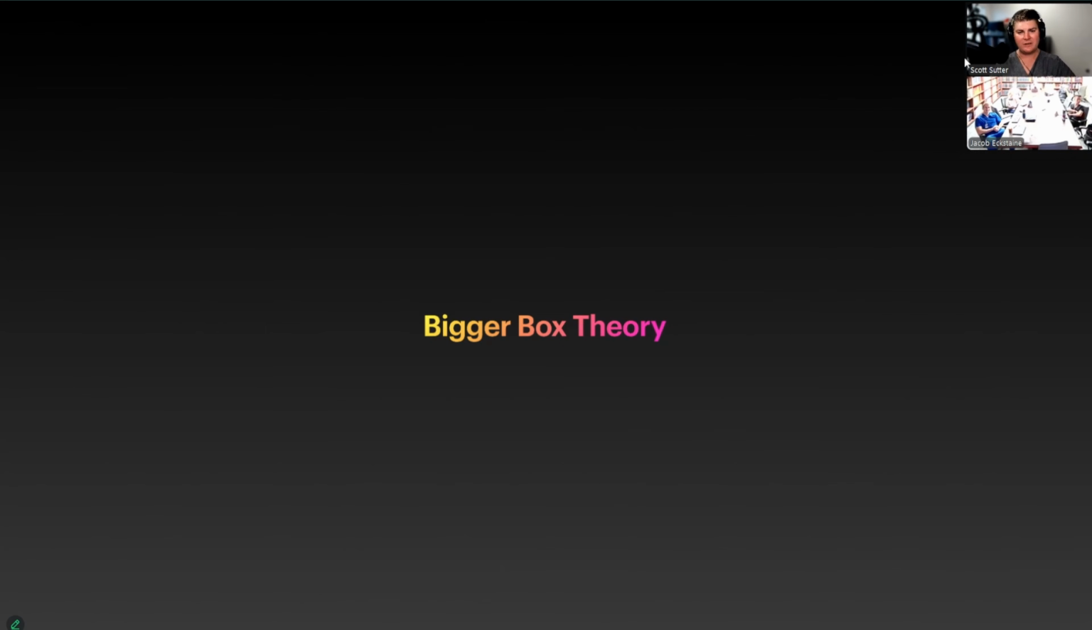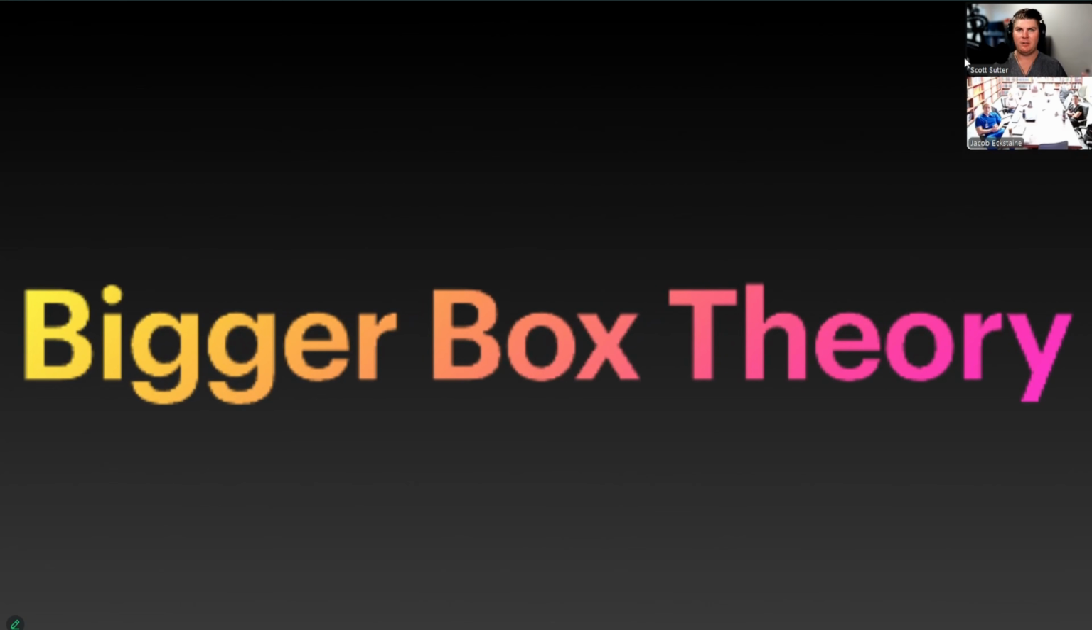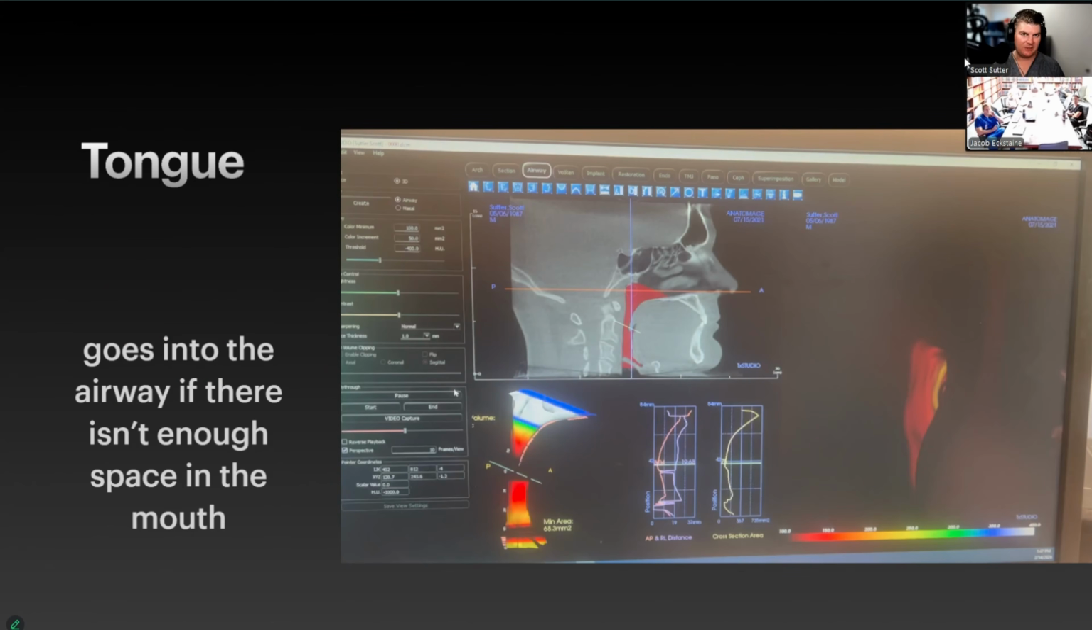And what this comes down to, and a lot of more progressive orthodontists are subscribing to this theory, is that what we need is a bigger box. So we need more space for the tongue in order to breathe properly. And so what we're going to do is look at me.